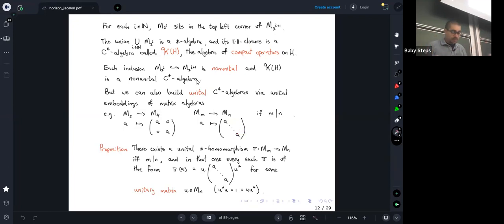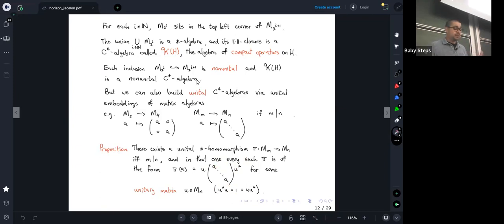It is a fact, a proposition that I'm telling you, that a unital star homomorphism from one matrix algebra to another exists precisely, as I say, when M divides N. And they are all of this form, bunch of A's down the diagonal, up to conjugation by some unitary. So a unitary matrix, remember, is one whose adjoint is its inverse. And you can check that this is once again a star homomorphism, but that's all the freedom we have. So they all essentially look like this.